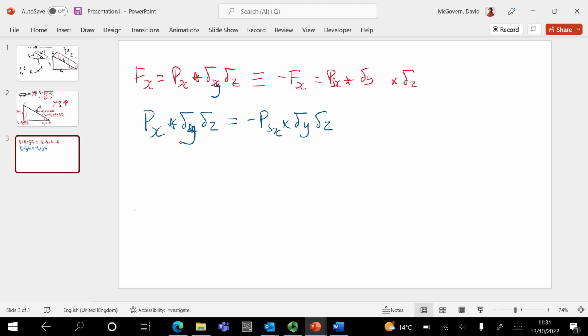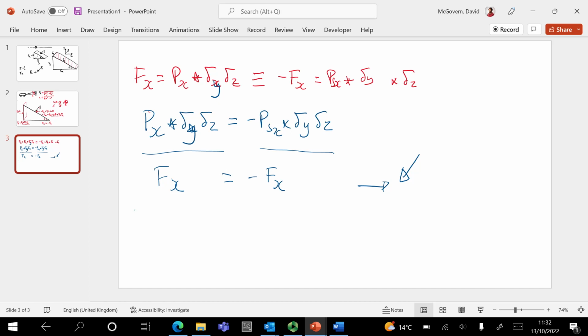So obviously, all of these are the same as all of that, so they will cancel each other out as a force. So Fx equals negative Fx. And that's how Pascal has balanced the forces and shown that, even if you've got a pressure in this direction and a pressure in that direction, they actually are equal.